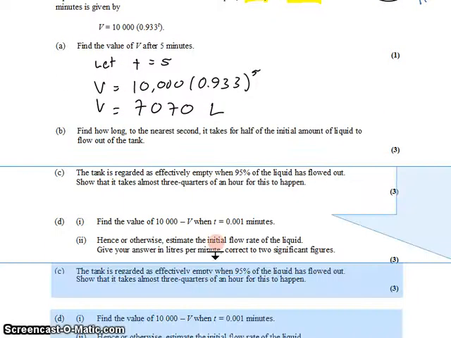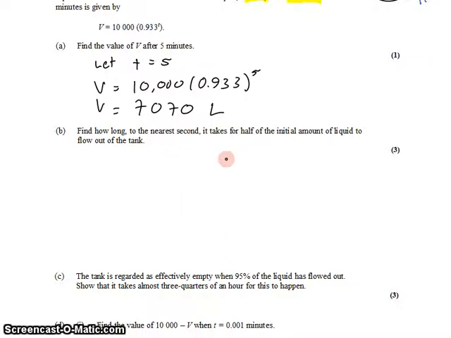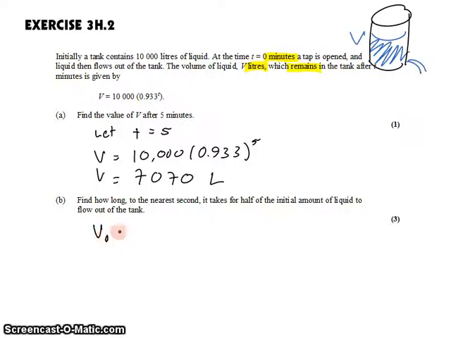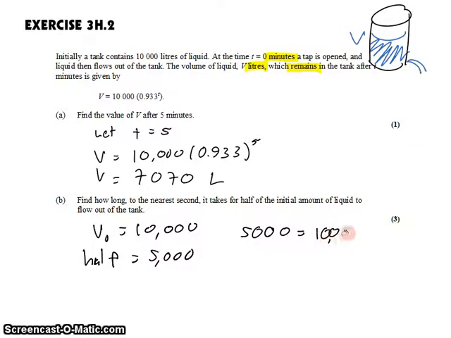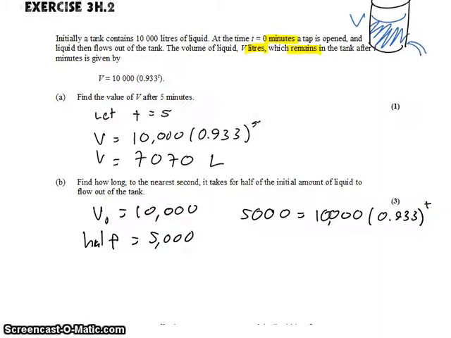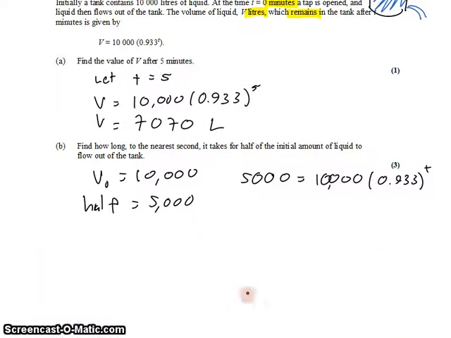Part B, find how long to the nearest second it takes for half of the initial amount of liquid to flow out of the tank. So the initial amount is 10,000, so half would be 5,000. That means we want 5,000 liters to be remaining from our original 10,000 multiplied by 0.933 to the power of t. So how long t? We can use logarithms to solve this, but we've got our calculator, so let's make life easy. Let's use nsolve.